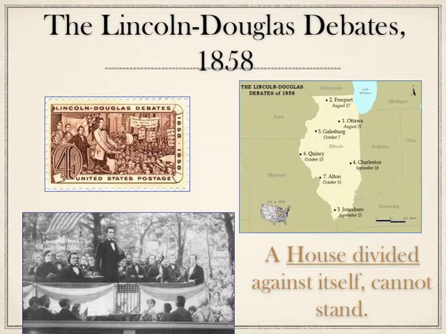1858 is a senatorial election year, and the emergence of Abraham Lincoln as a national candidate. He is running against Stephen Douglas in the state of Illinois, and in a series of debates, the central focal issue is, of course, slavery. In 1858, he issues his famous House Divided speech, basically stating that the nation cannot exist half free or half slave.